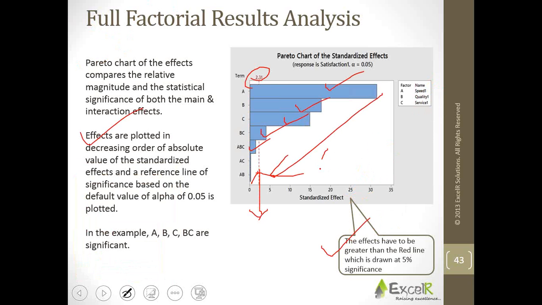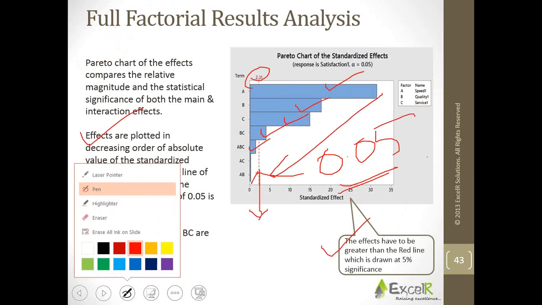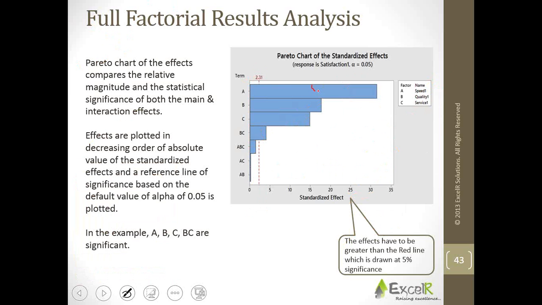Alpha default value, what do we take? We take it as 0.05. So in this example, if you see carefully, A, B, C, and BC are beyond this red line. Hence they are significant. The others are not.